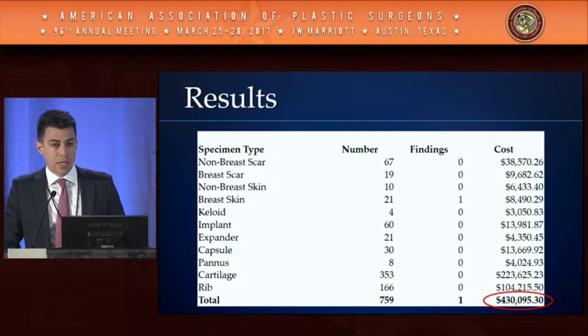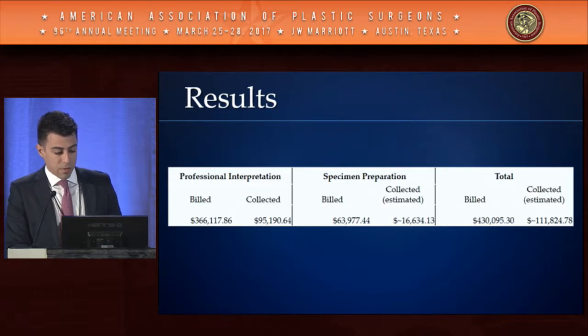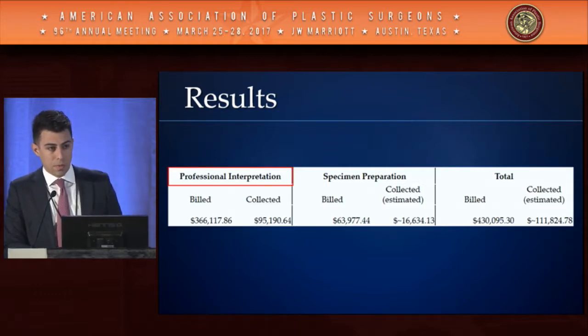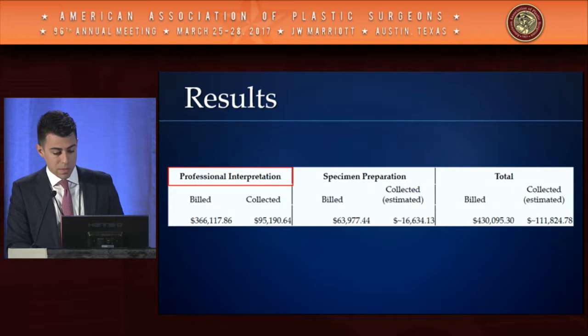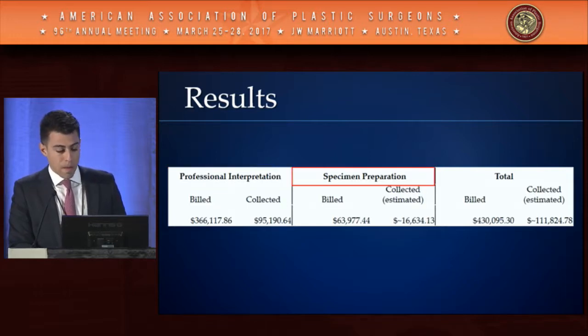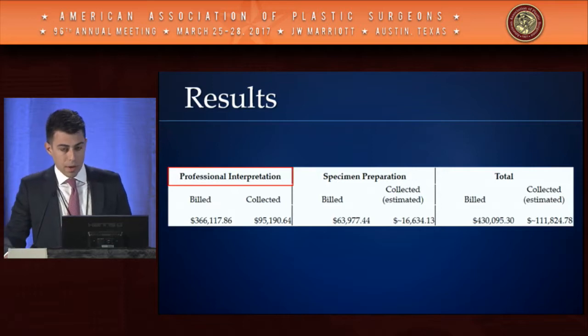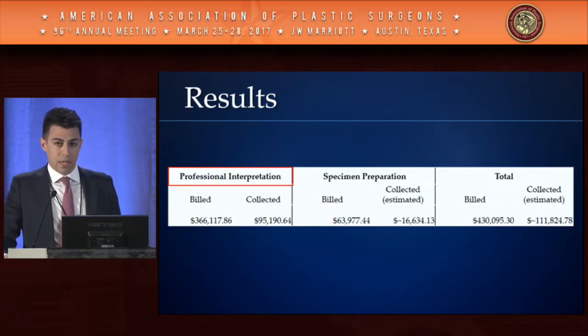So this cost is the amount that was billed to the insurance companies, and that is comprised of 2 separate bills. There's the bill for the professional interpretation, and that's what the pathologist bills for looking at the specimen, and then there's the bill for the specimen preparation. For the professional interpretation, we were able to obtain the amount that was actually collected compared to the amount that was billed. So you can see that $366,000 were billed, and collected was about $95,000. This is about a 26% collection rate.